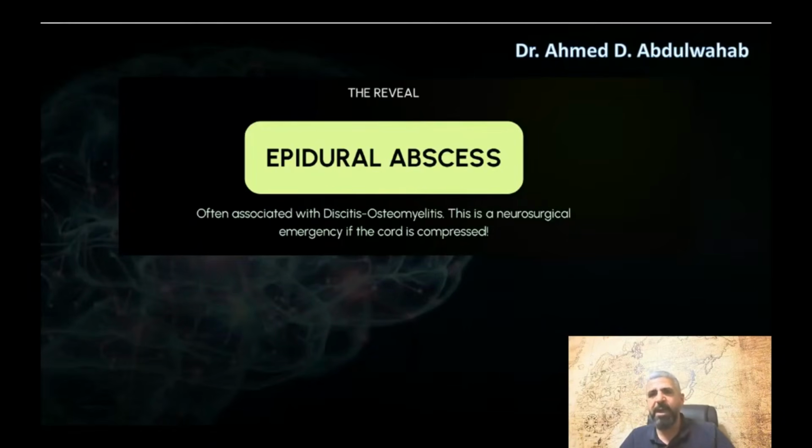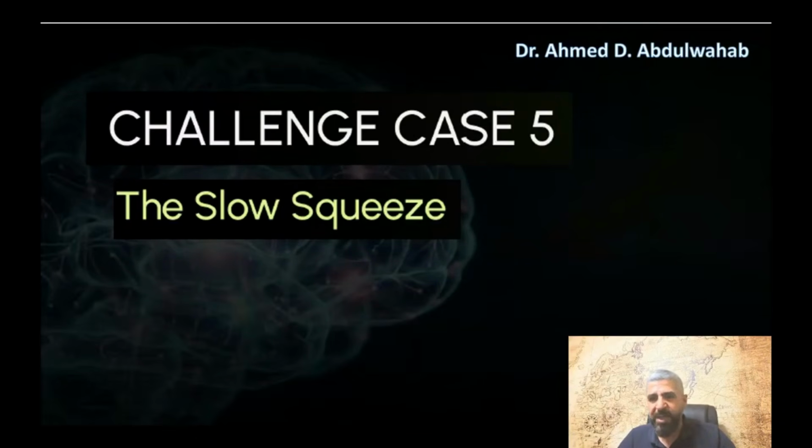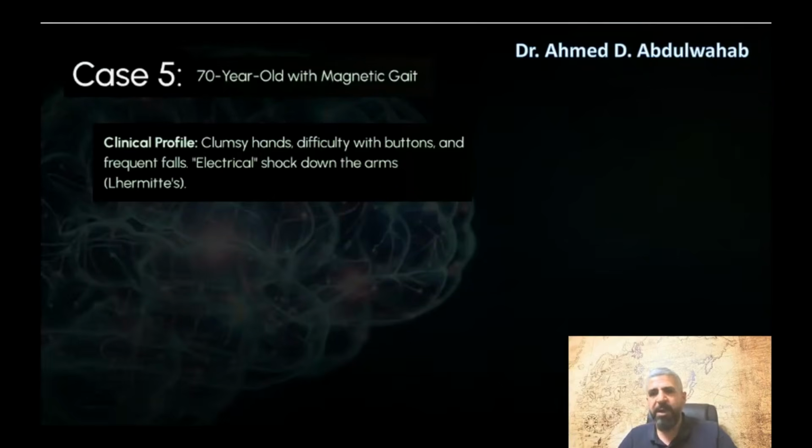And the last case is called the slow squeeze. Now, let's see what's wrong here. Our last case, a 70-year-old male patient, says his hands feel clumsy. He can't button his shirt anymore. When he walks, he feels unsteady. No sudden pain, just slow fading of his strength, okay? Clumsy hands, difficulty buttoning, and frequent falls.